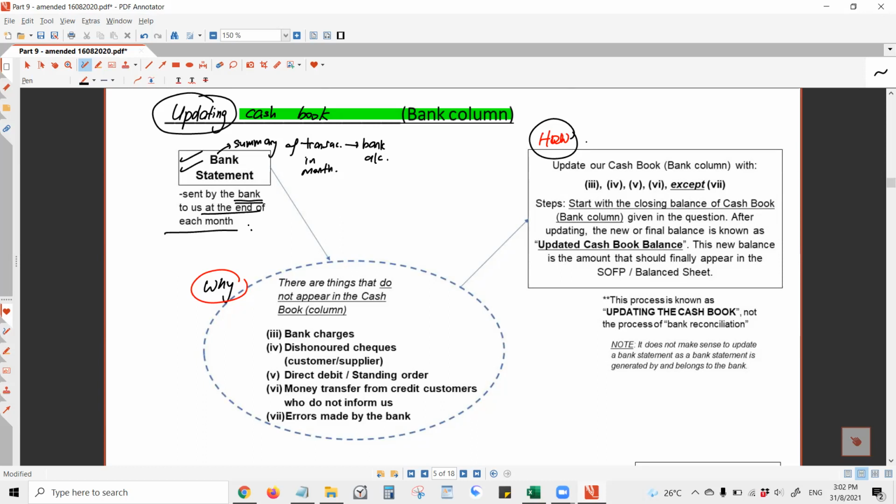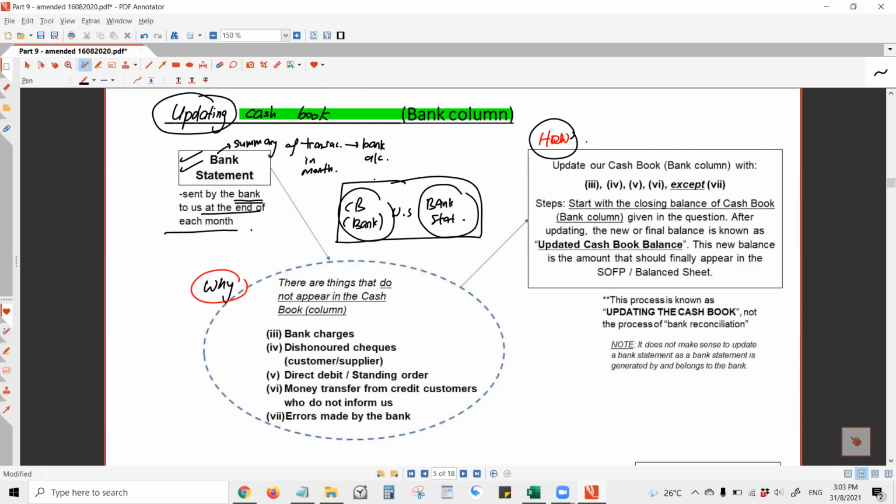Okay, at the end of each month, after you have received the bank statement, you would notice some discrepancy. Discrepancy means some differences between your cash book bank account and the bank statement. In a typical question, you will be given a cash book bank account and also the bank statement to let you make the comparison. Later, I'll show you a typical question.